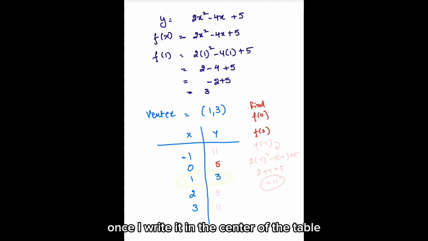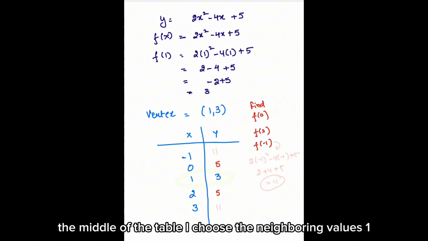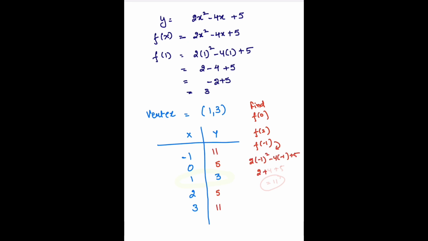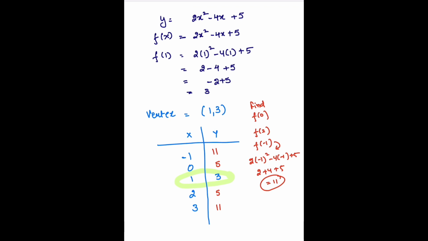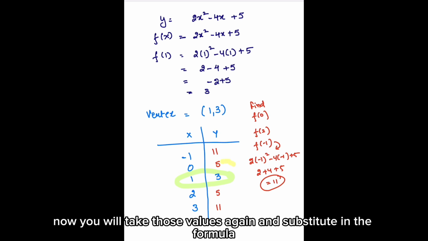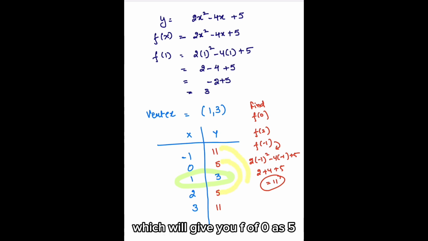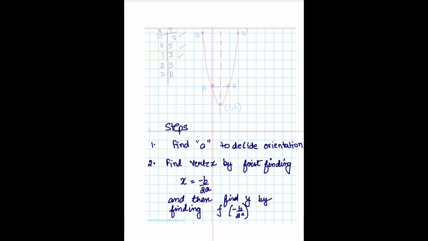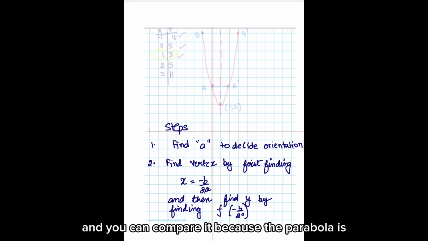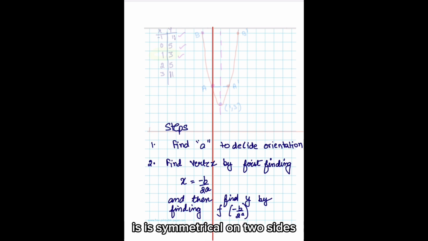Once I write it in the middle of the table, I'll choose the neighboring values. For 1, the neighbors are 0 and 2, negative 1 and positive 3. Now you will take those values again and substitute them in the formula, which will give you f of 0 as 5, f of 2 also as 5, and for negative 1 and positive 3 you will get the same values. And you can compare it because the parabola is symmetrical on two sides.